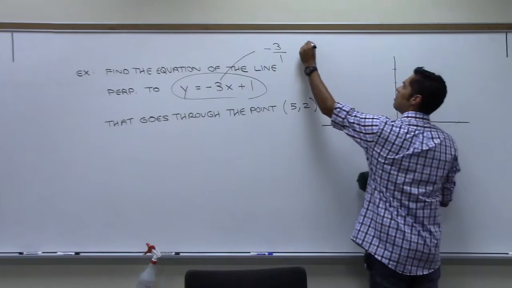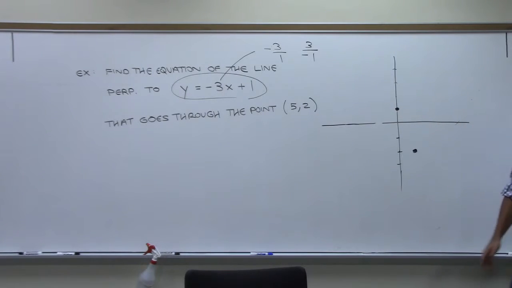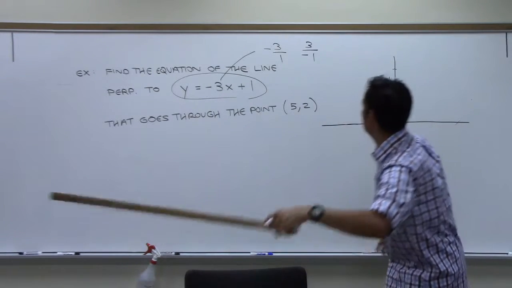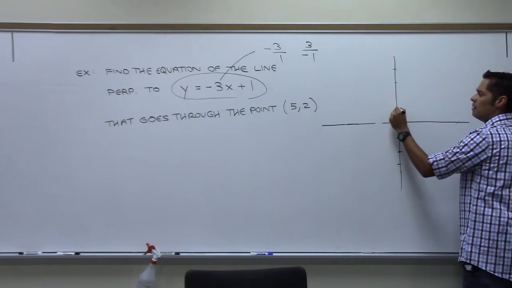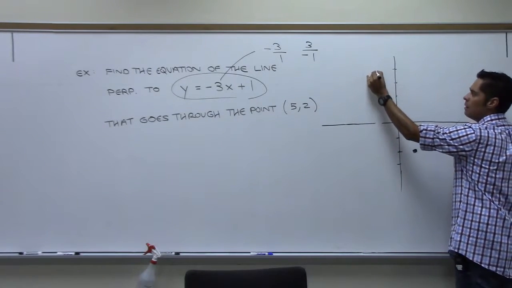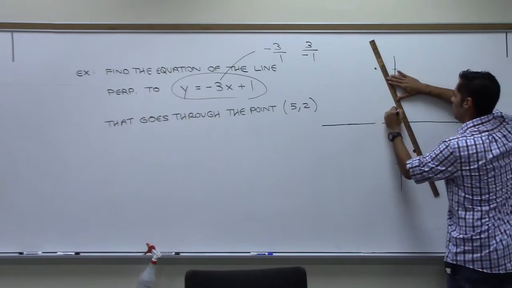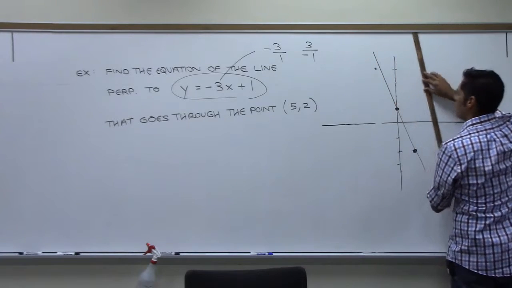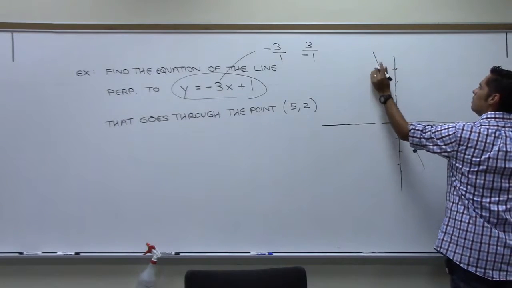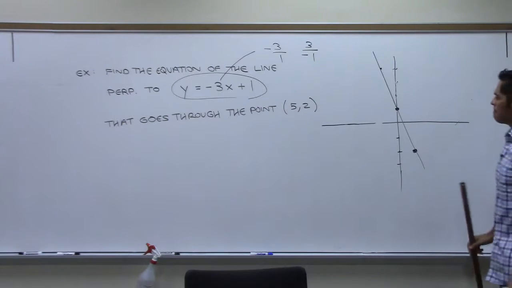Could I have done this instead? 3 over -1? Yeah, what would have happened had I done that? I would have gone from here up 3, left 1. And notice that, well, my picture's not too good. Those would lie on the same line, up 3 over 1. Got it? So we're going to draw the same line no matter what.